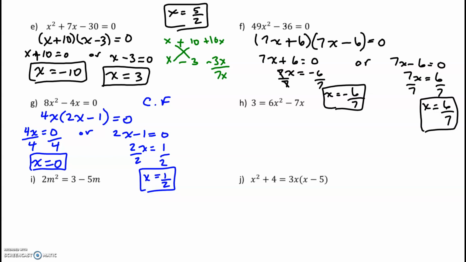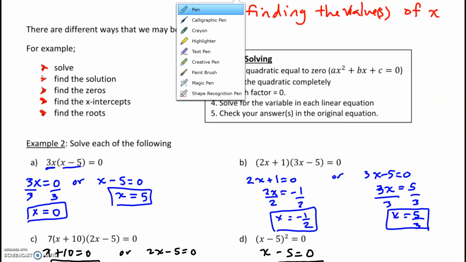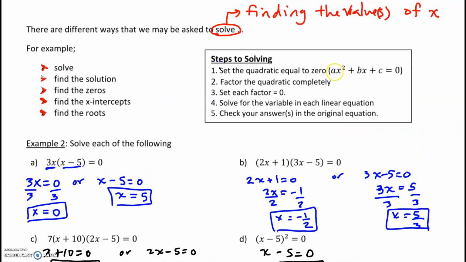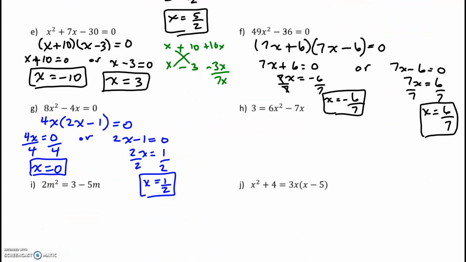All right, let's try h. So again, make sure you're going through that checklist. Does this equal 0? No. Okay, this is the first question where it doesn't equal 0. We have to rearrange the equation so it is in the form. Let's go back up. We've been taking it for granted because it's been set up for us this whole time. You have to have all the terms on the same side equal to 0. Okay, so let's go ahead and do that with h. I'm going to move the 3 over to be with the other term. So I'll have 0 equals 6x squared minus 7x.